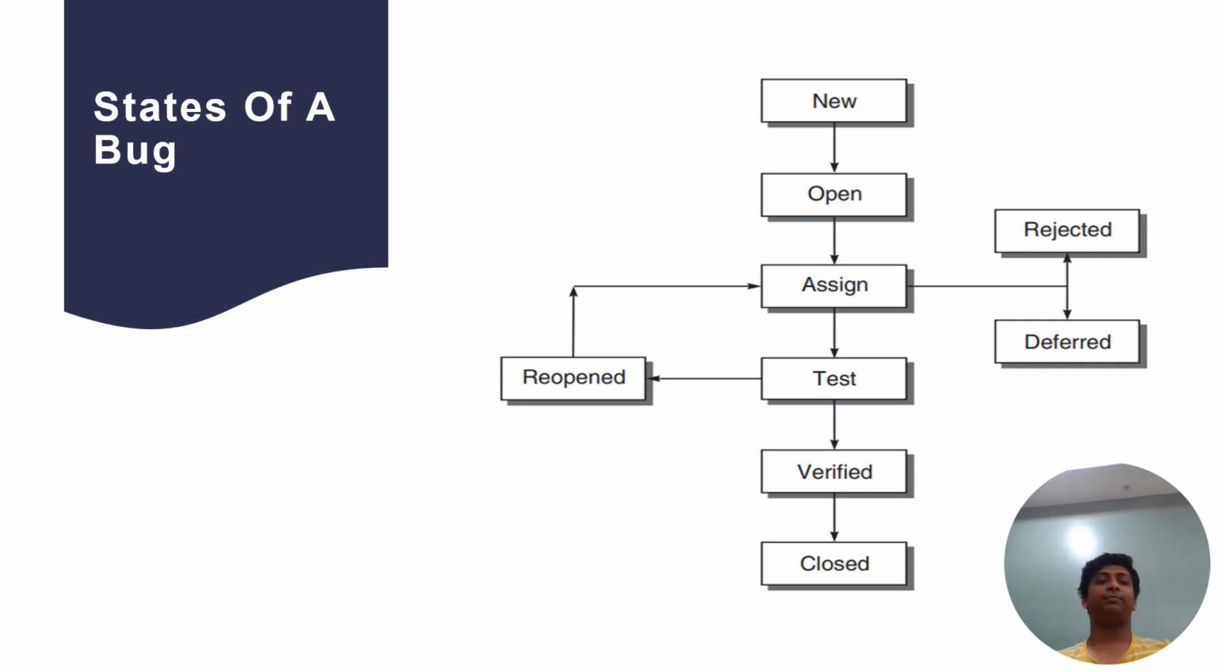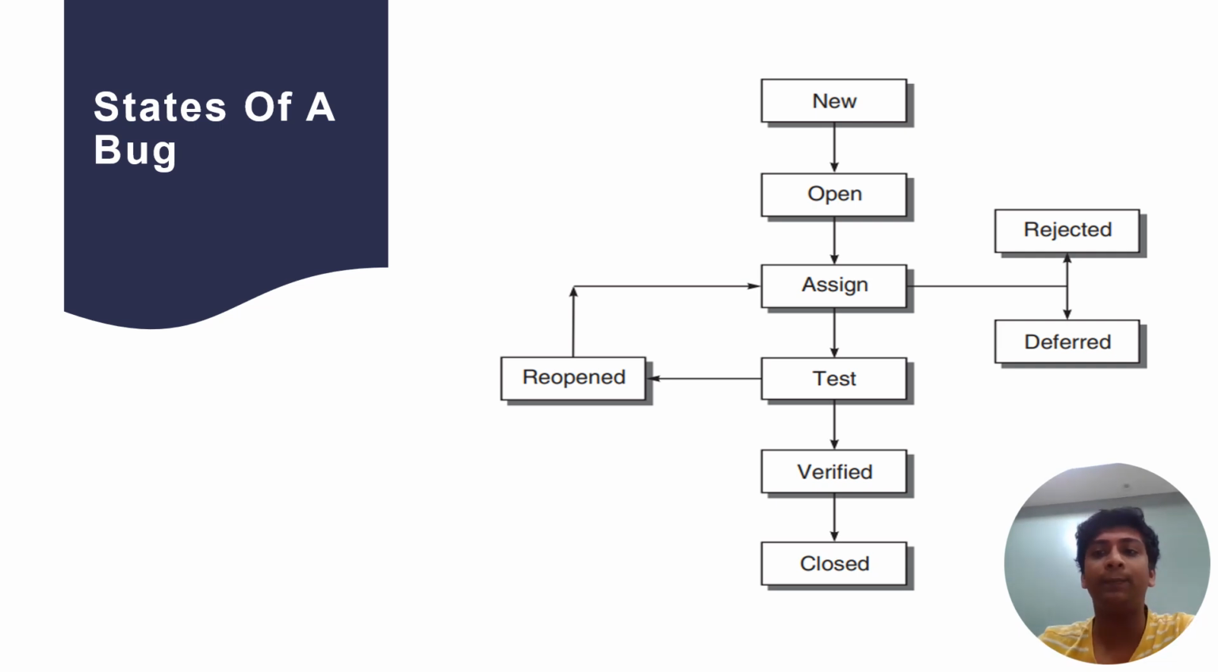Now, states of a bug. There are different states of a bug. Coming to new. What is new? This is the initial state of a bug, first identified and reported by a tester. Over here, the first identification of the bug is seen. That is new, right?